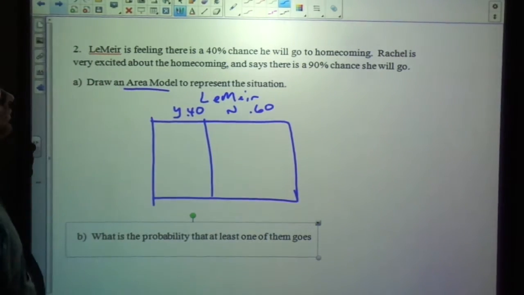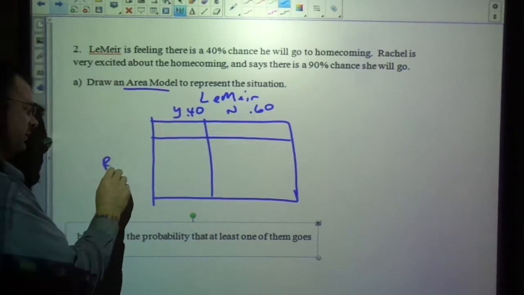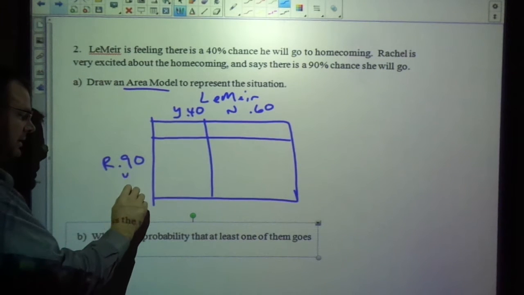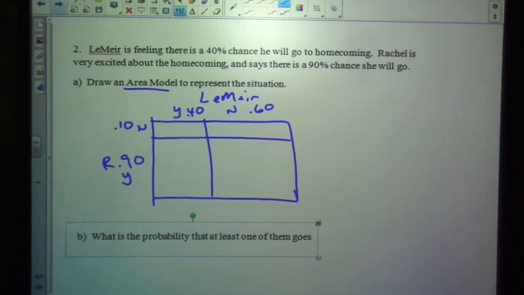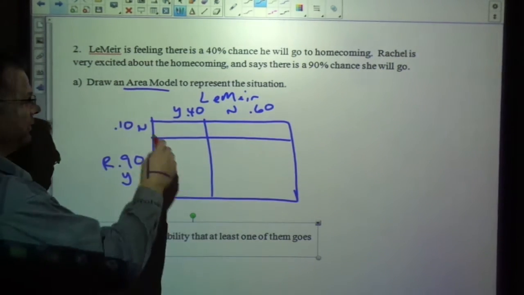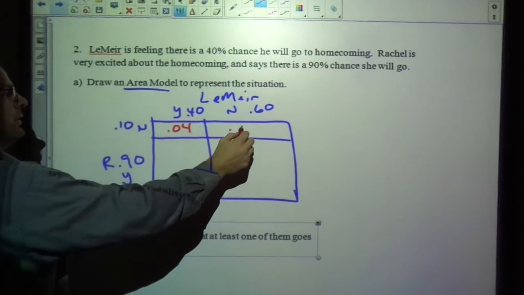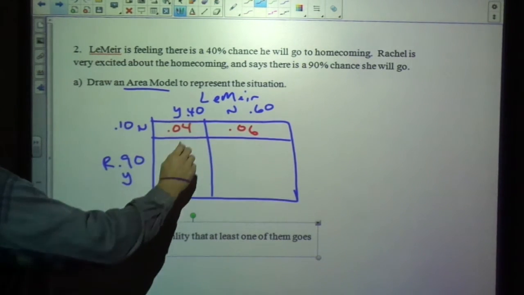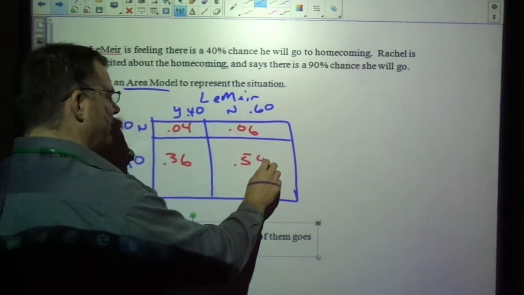Right? Rachel thinks she's probably a yes. So this is her 90% yes, and 10% no. So what I need to do is multiply these probabilities. This is going to be 0.04. This is going to be 0.06. Multiply here, it's 0.36. Multiply here, it's 0.54.